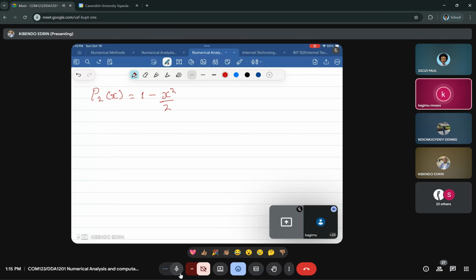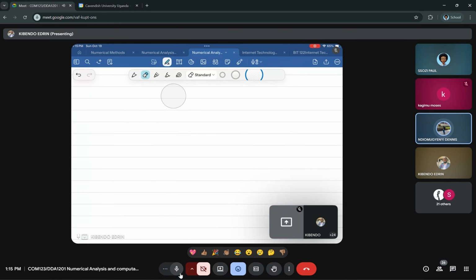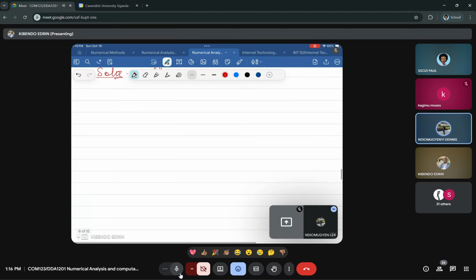Please repeat the question. Help us repeat that question, please. The question said, estimate the error in that function. Let me read the thing. It is used to estimate the value of cos x at x is equal to 0.6. Estimate the error.